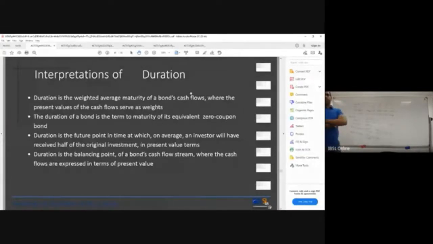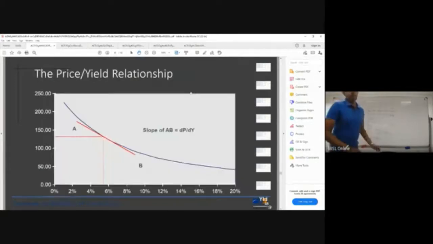Duration is the future point in time at which, on average, an investor will have received half of the original investment in percent value terms. Duration is the balancing point of a bond cash flow stream, where the cash flows are expressed in terms of present values. Right?